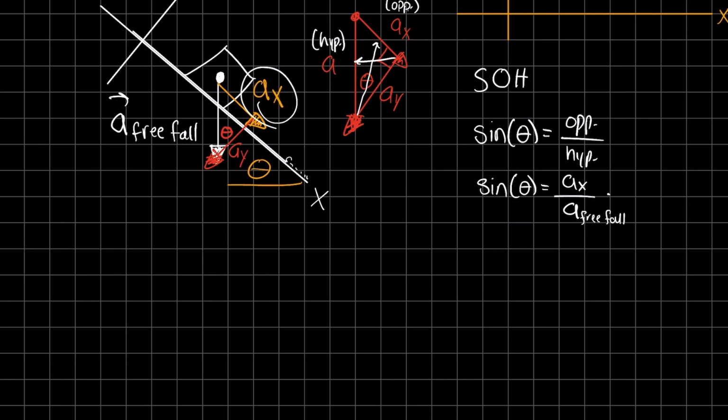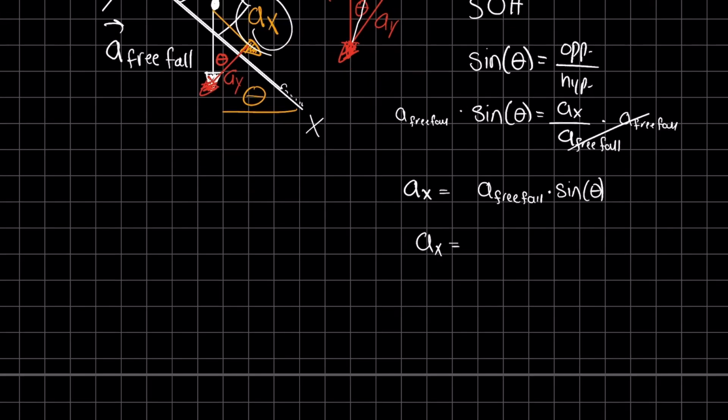To get x, I'm going to multiply by the acceleration due to free fall on both sides. What I'm going to find is that the acceleration for an object going down the ramp is the acceleration due to free fall multiplied by the sine of theta. If you remember what the acceleration due to free fall is, its magnitude is just g.